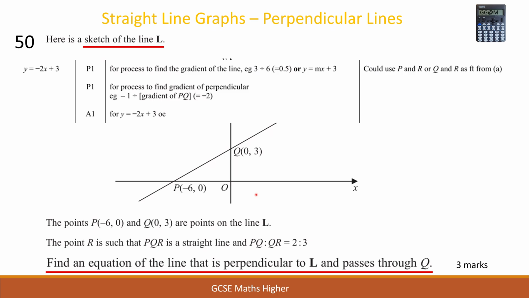Fantastic. So the answer was y equals -2x plus 3. These P1s are process marks, so you must know what the process is, and you should have come down to the correct answer. OE just means or equivalent. Give yourself a big tick if you got it correct. If you need any help or want more information, just comment below.